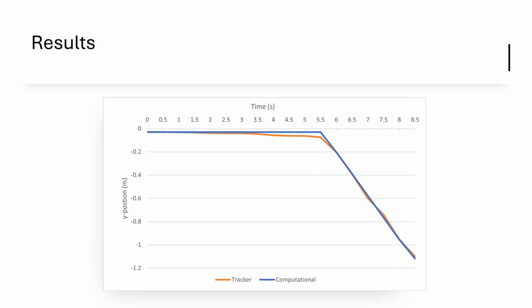And here's the resulting graph with the tracker data in the orange and the computational model in the blue. So the slinky in the tracker video didn't stay exactly still during the first section, but you can see where it did actually start falling to the ground in line with the computational model. And any other deviation is just most likely due to inconsistencies within tracker in tracking the position of the slinky.